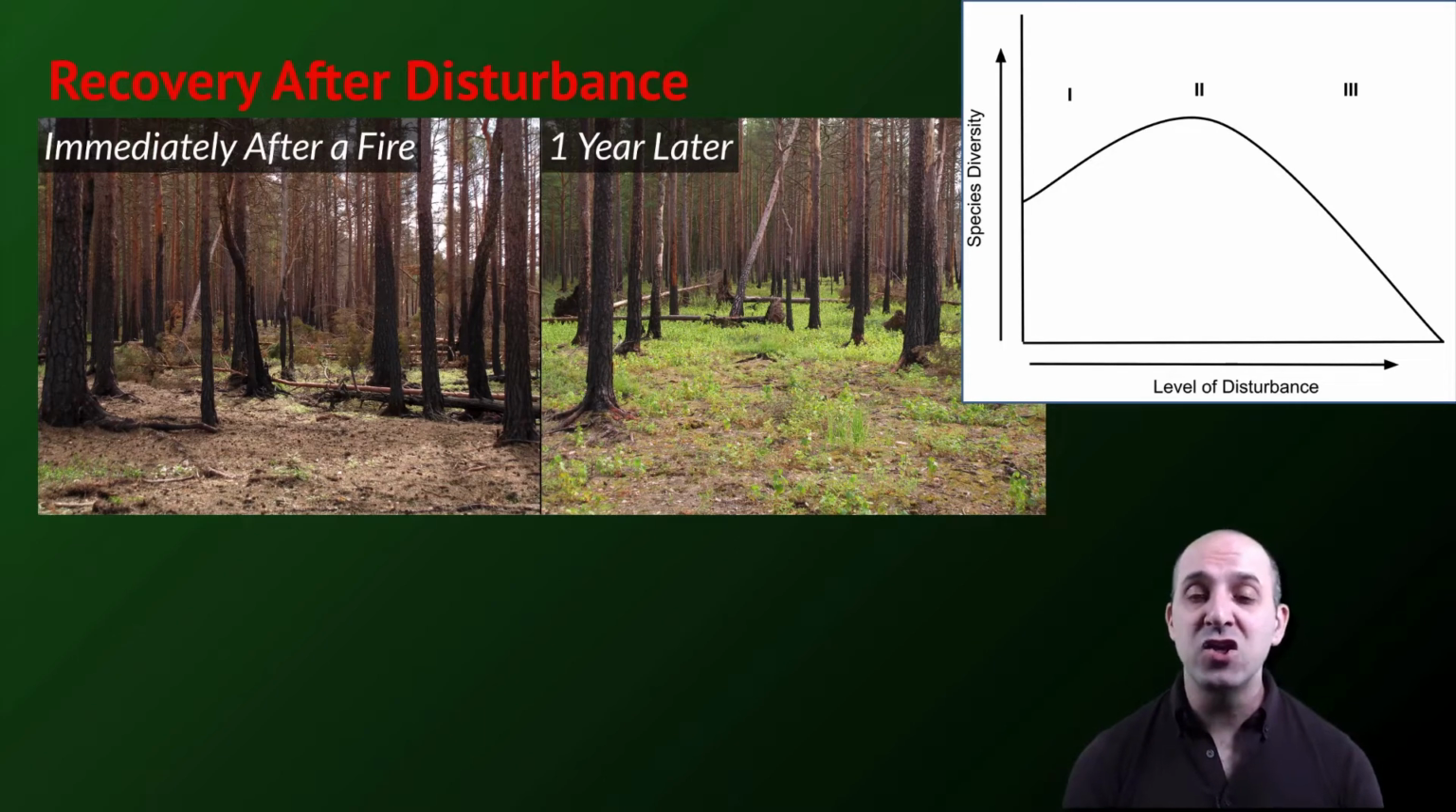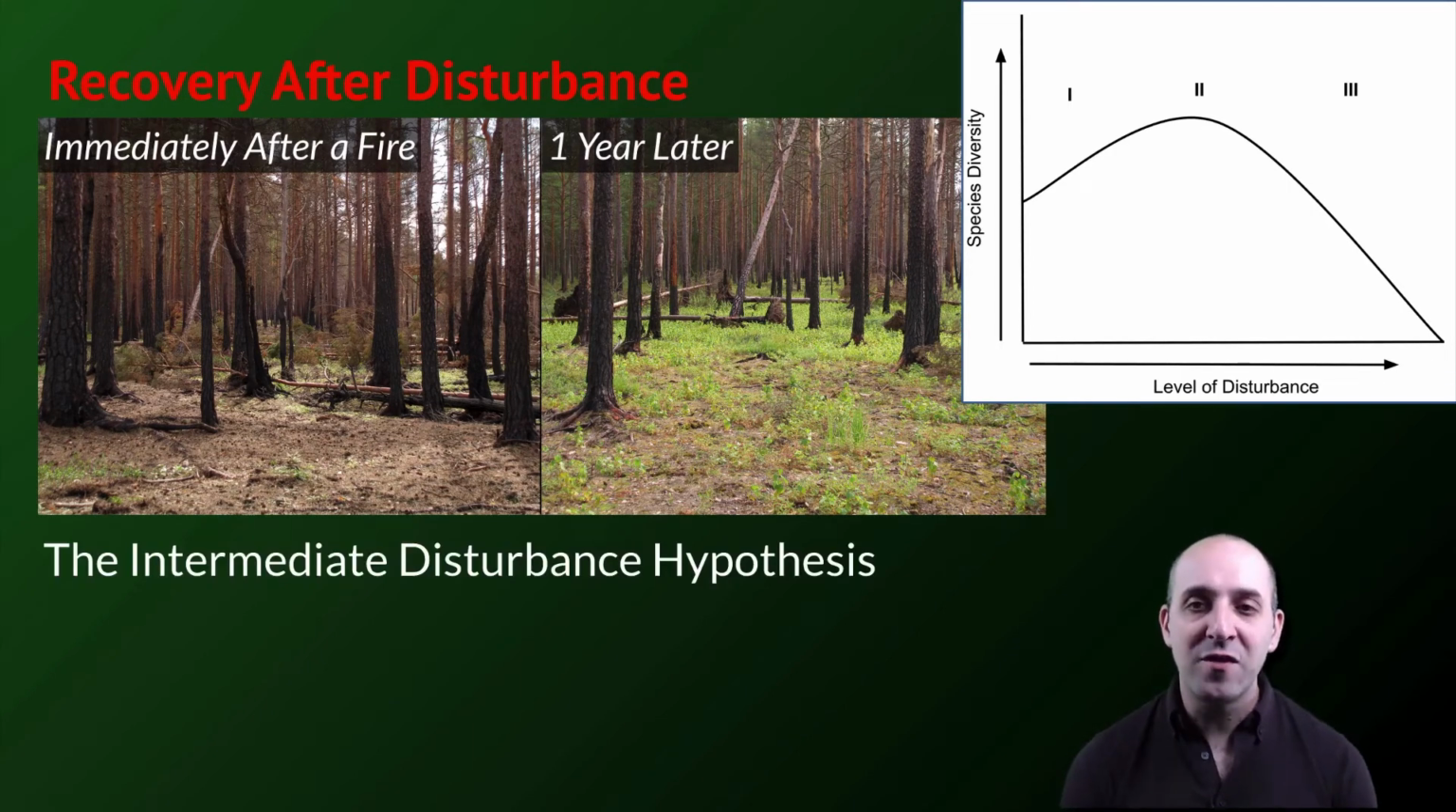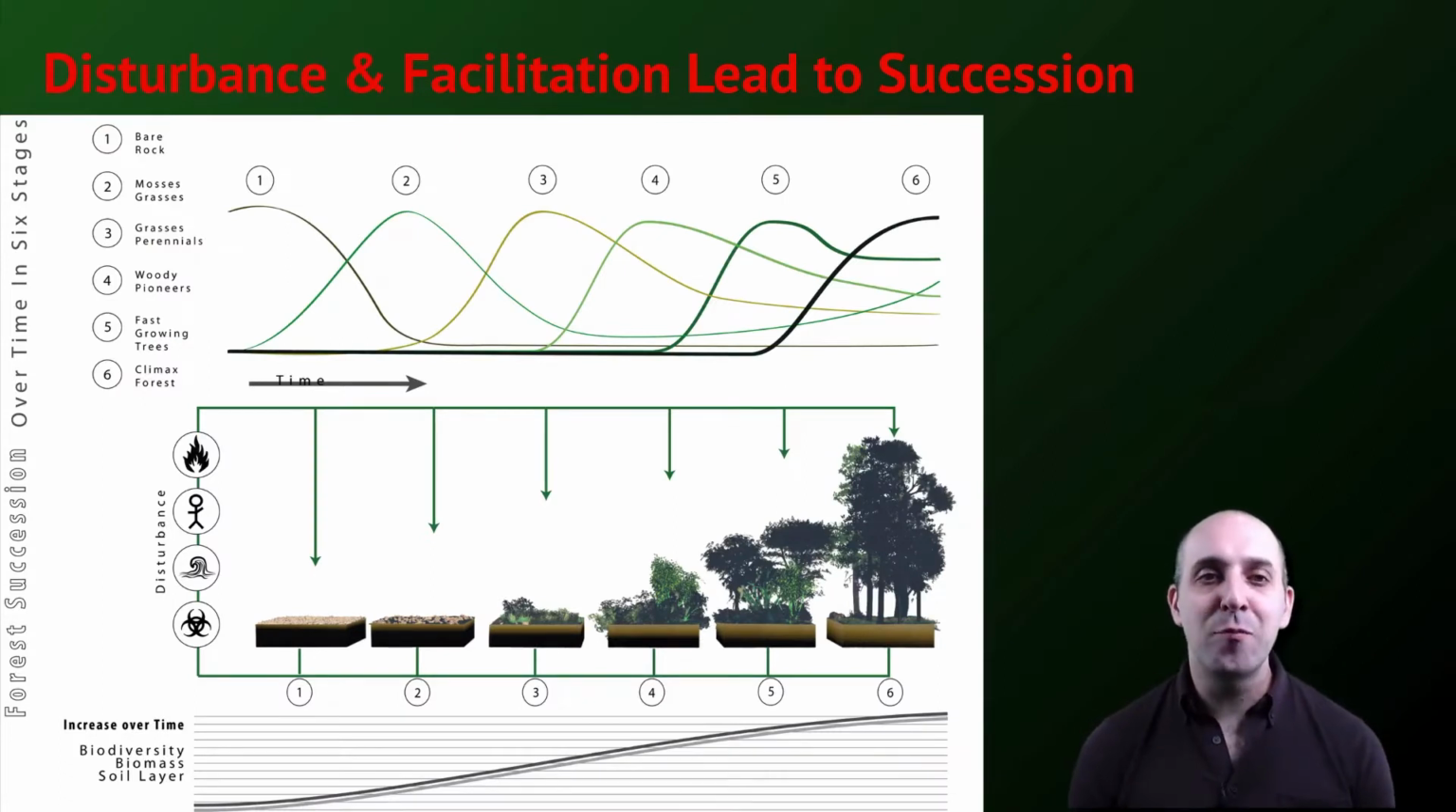Those kinds of stagnations can cause even larger disturbances than would otherwise happen were the ecosystem being periodically disturbed at a smaller level. Ecosystems with an intermediate level of disturbance tend to be more biodiverse than ecosystems with either tremendous disturbance or very little disturbance. One of the main reasons for this is that the processes of disturbance and facilitation lead to succession, or the changes that we see in an ecosystem over time.